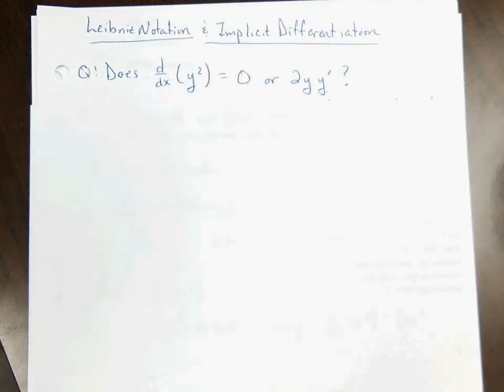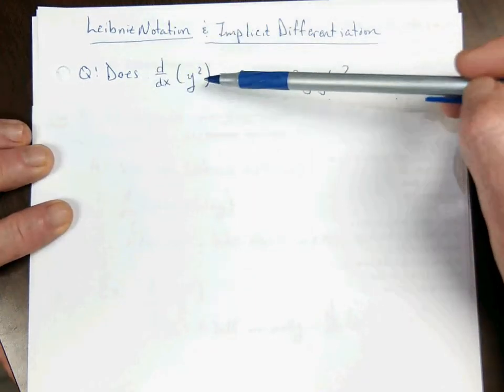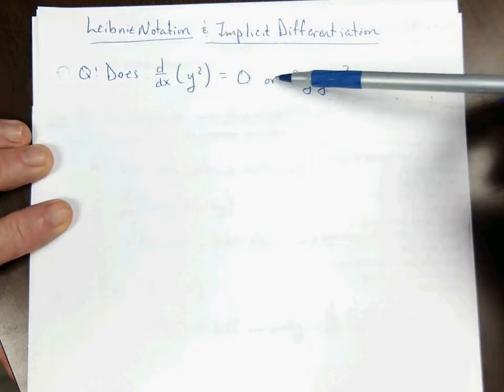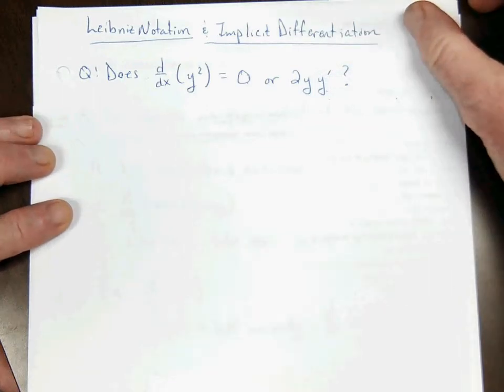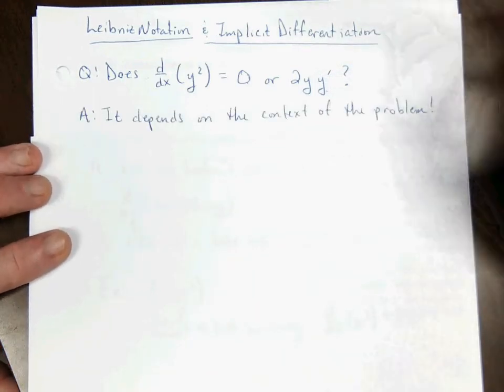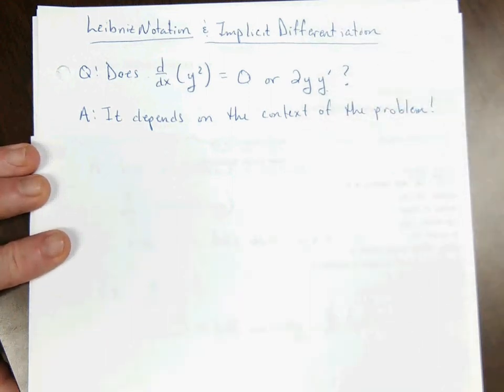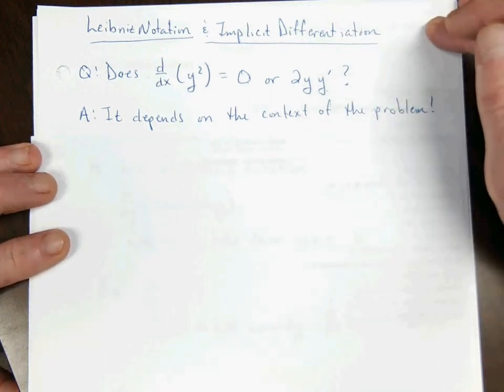So after talking about implicit differentiation today, Nicole asked a really good question. Does d/dx of y squared equal 0, or does it equal 2y times y prime? And the answer to that's a little bit ambiguous, but the important thing is it depends on the context of the problem, or if there is context to that problem.